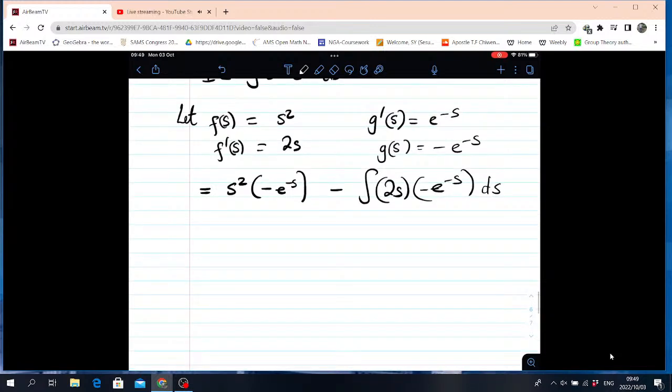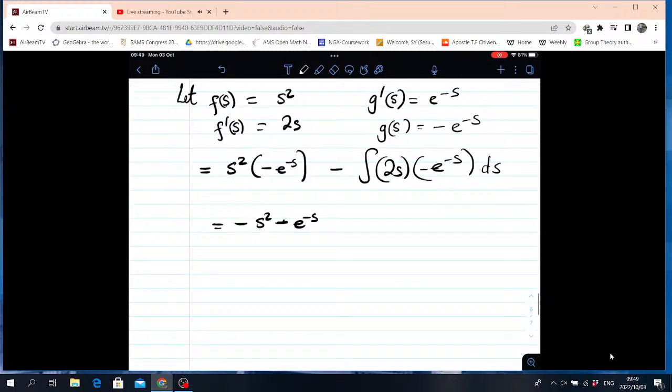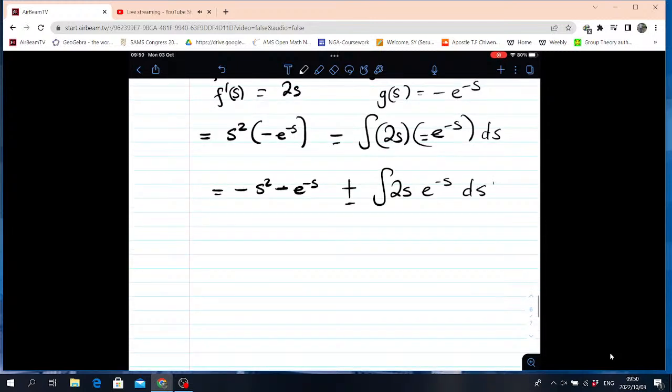We just used our formula for integration by parts, and then we get minus s squared e to the minus s plus the integral of 2s e to the minus s. I just took out the minus there, and then we got a plus there, right? And then we still need to deal with this integral.